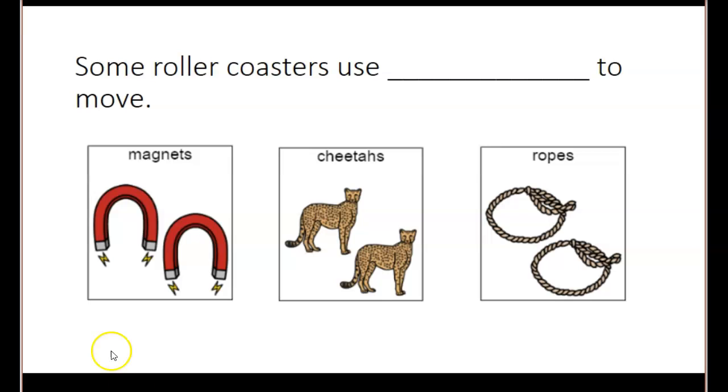So let's fill in this sentence. Some roller coasters use what to move? Some roller coasters use magnets to move. Some roller coasters use cheetahs to move. Or some roller coasters use ropes to move. Touch or say your answer. So we know that some roller coasters use magnets to move.